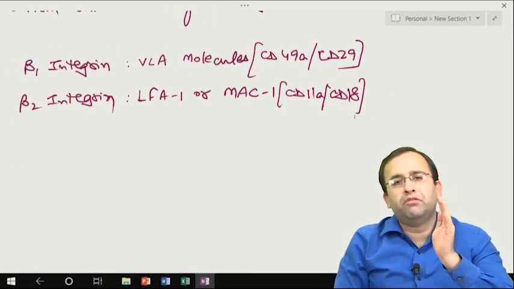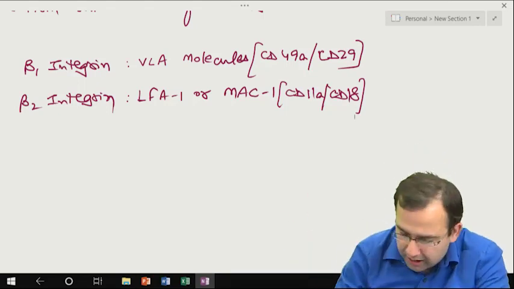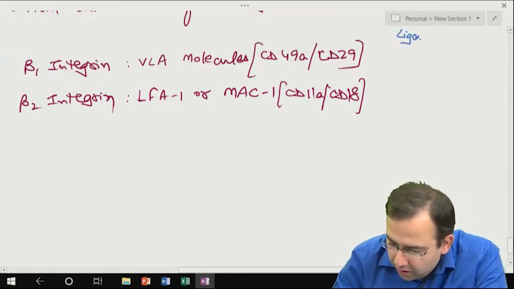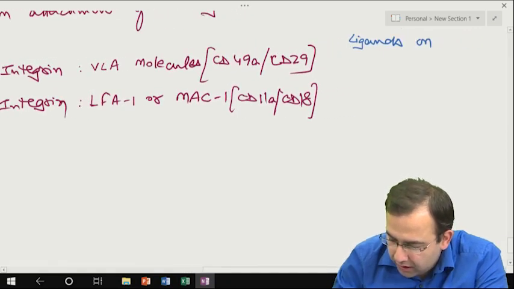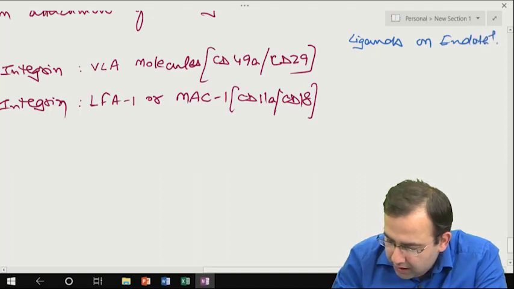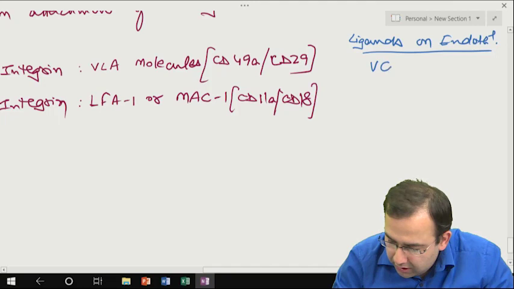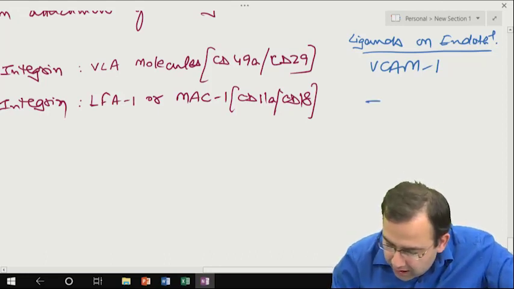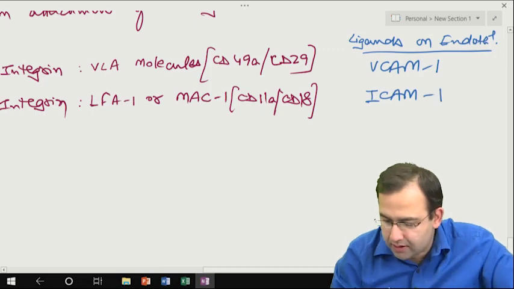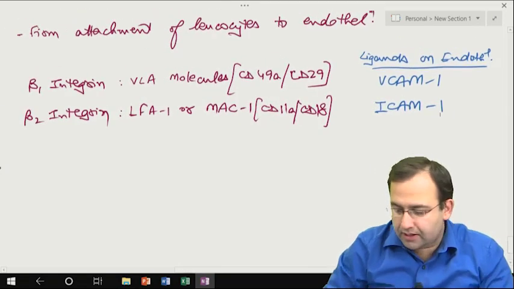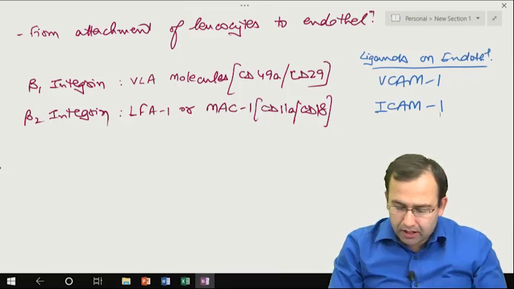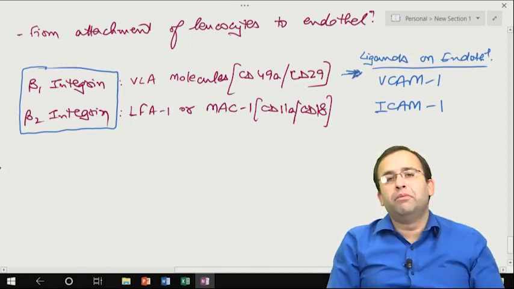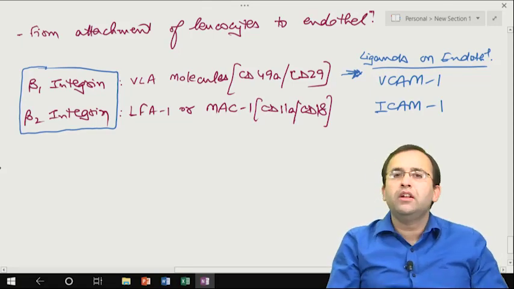So, adhesion occurs because of binding of integrins with integrin ligands, and the integrin ligands are present on endothelial cells. The ligand on endothelium for beta 1 integrin is VCAM1, vascular cell adhesion molecule 1, whereas for beta 2 integrin it is ICAM1. This table is important. These are high affinity integrins present on leukocytes binding with endothelial ligands, that is VCAM1 and ICAM1.